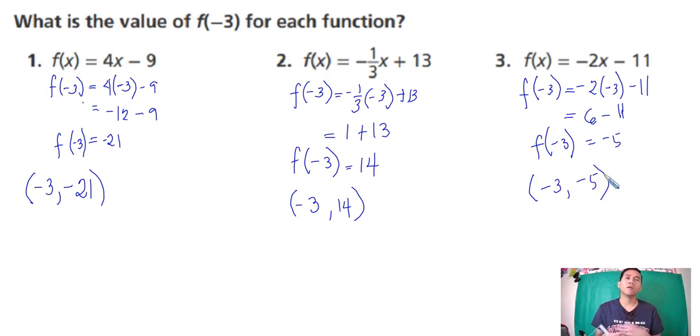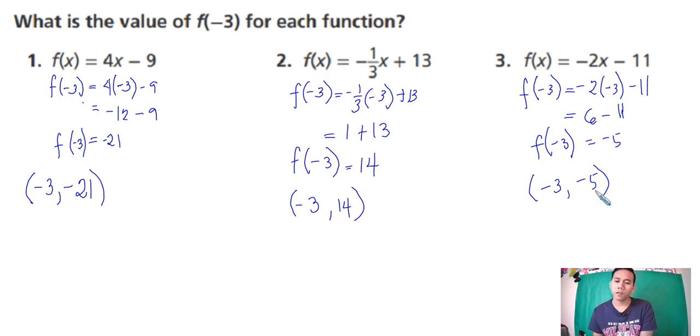Based on the previous video that I made, we discussed your domain and range. You have your input and output, and we have the independent and dependent variables. In this case, your domain, your input, is negative 3. Now your output, which is your range, is negative 21, 14, and negative 5.